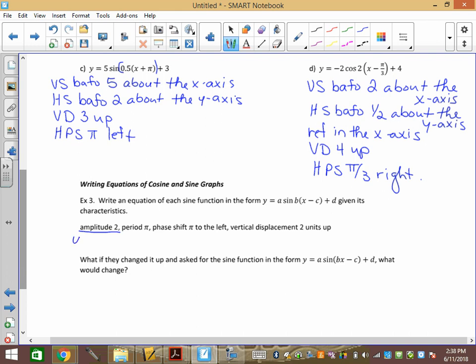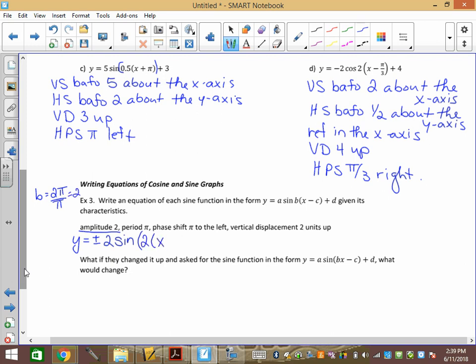So we would have y equals plus or minus 2, right? Sine pi x, is that what I do? Because that's the period. Is period B? No. So B equals 2 pi divided by period, which is pi. So B is actually 2.